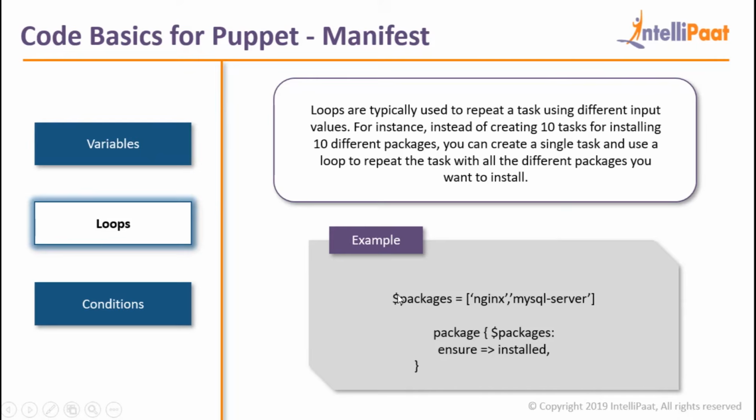In order to do that, in my variable, I'll create an array. So I've created an array which contains 2 values. One is Nginx and one is MySQL Server, right? And then inside the package, while I'm naming the package, I've called the variable $package, and then I've ensured that these packages are installed, right? So let's try this code out.